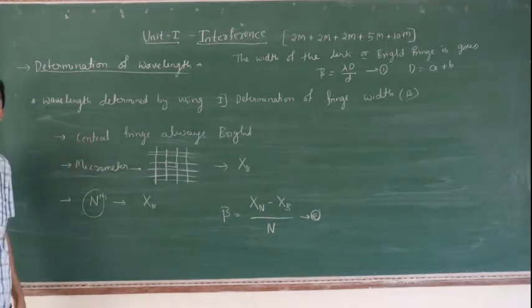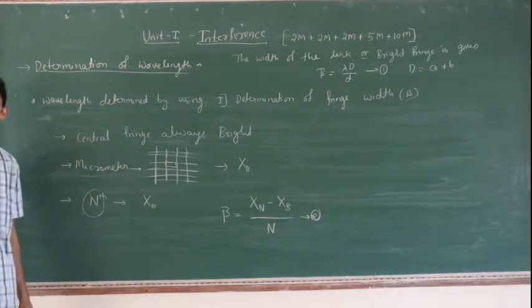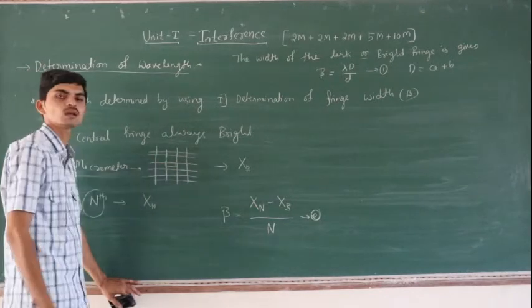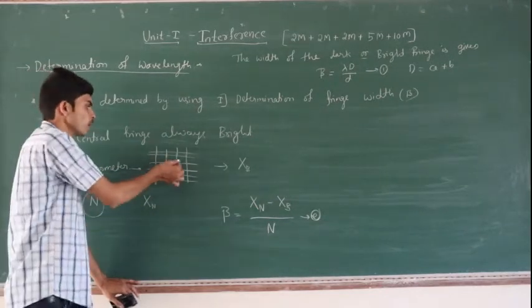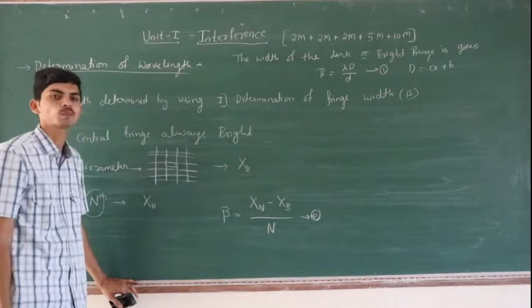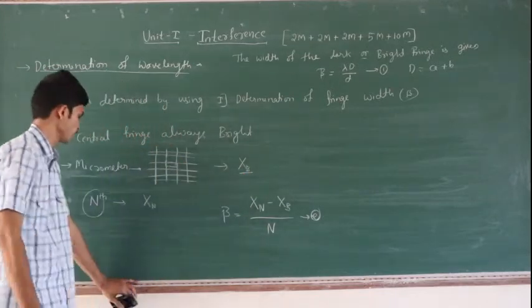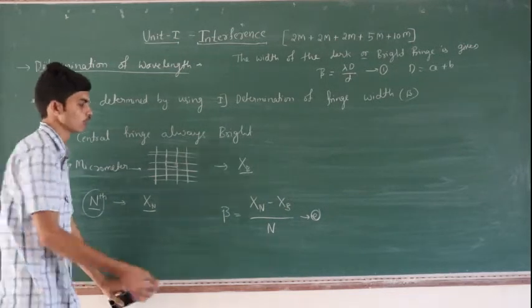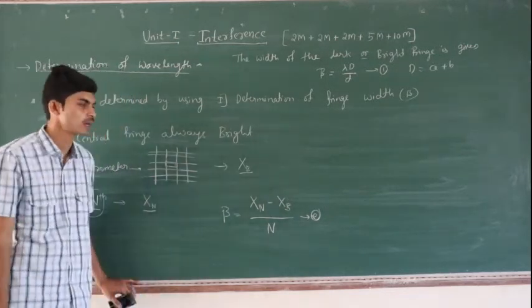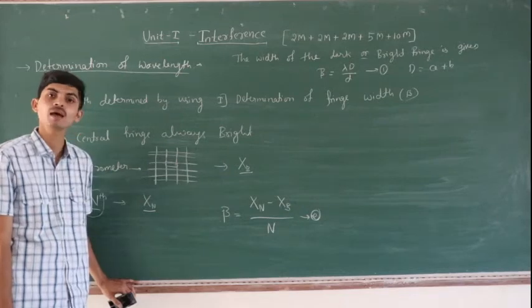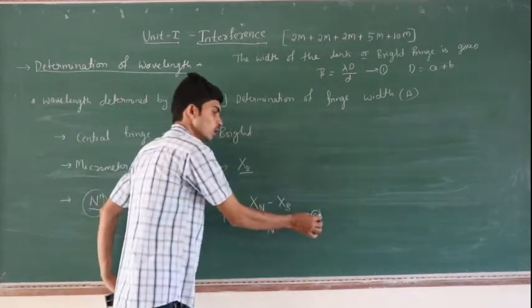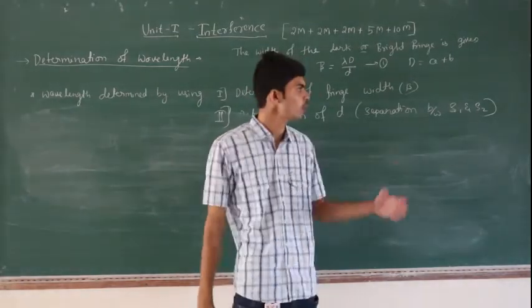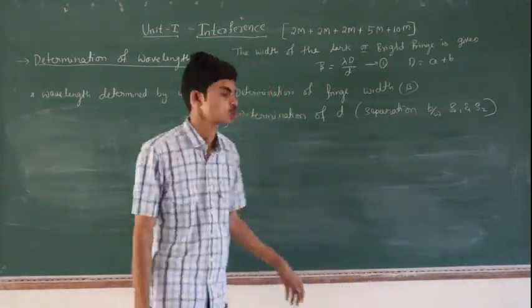Consider the central bright fringe. By using this micrometer, we see the coincidence in the cross wire plate or screen. We get the position XB, and for the nth bright fringe, again you see the position Xn. Beta is equal to Xn minus Xb divided by n. The second one is determination of small d, that is the separation between S1 and S2.